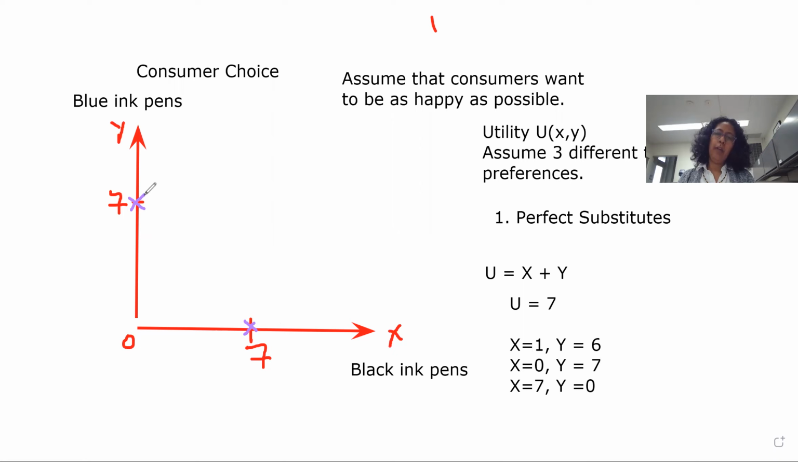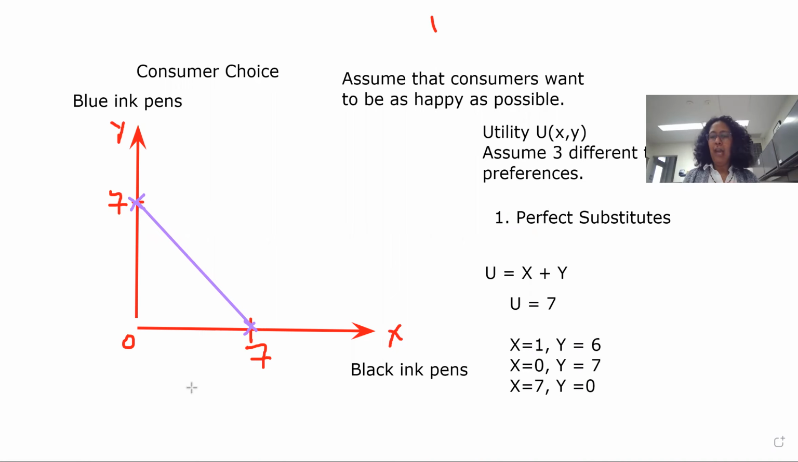And so importantly, if I plot all these different points, 1 and 6, 3 and 4, 4 and 3, I will get a straight line. And so a feature of two goods that are perfect substitutes is that I am willing to trade them off at what we call a constant rate. What do I mean?